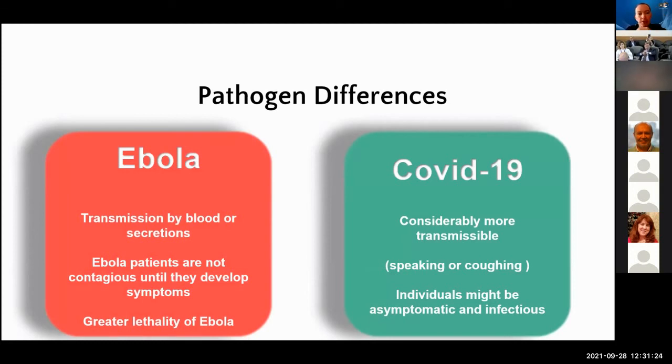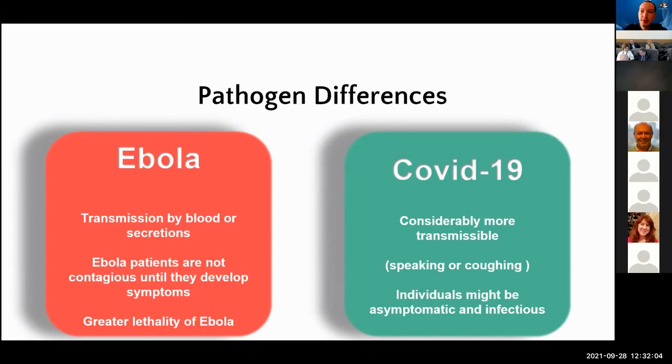Ebola is transmitted by blood or secretions, and COVID-19 is considerably more transmissible. You can speak or cough and infect someone. Ebola patients are not contagious until they develop symptoms, and Ebola is more lethal than COVID. So basically, everything points to COVID-19 spreading quicker and more dynamically. But on the previous slide, you saw that it's not what happened.